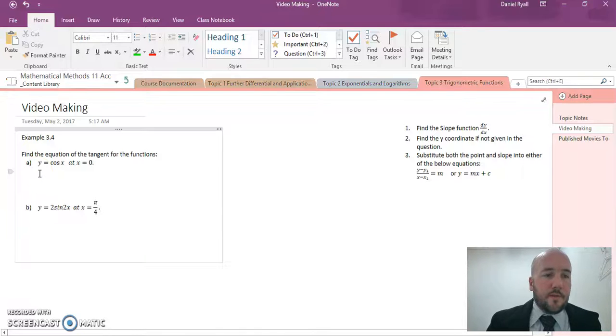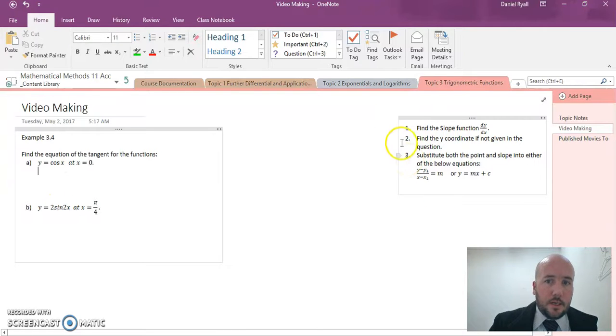For example 3.4, we're going to start in chapter 3. So we're looking at finding the equation of a tangent for a given function when we're given an x coordinate. The first steps to this process, I've written some notes here on the right hand side of the screen. We're just going to follow through those steps each time.